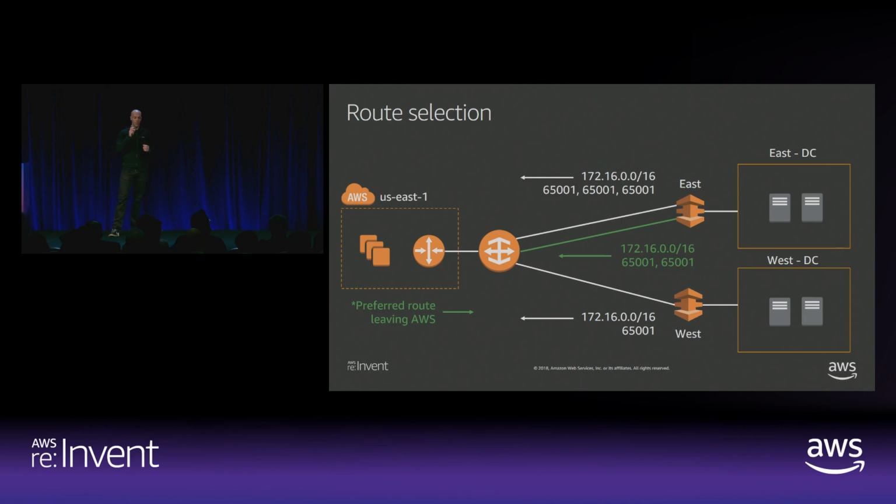Now, if we connect our geographically redundant location on the West Coast, and we advertise that same 172.16/16 prefix, it still will not be preferred even with a shorter AS path, as it has a different network cost because it's not in the same Direct Connect location.